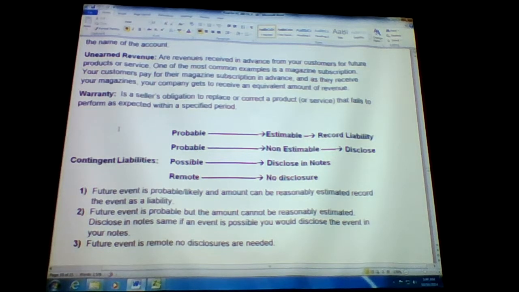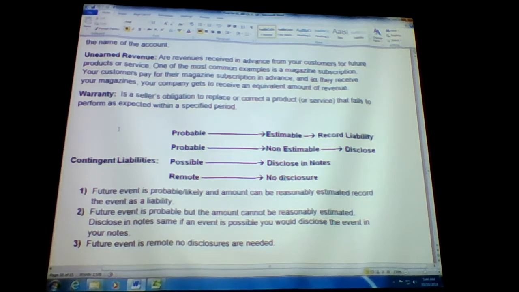Unearned revenue. Unearned revenues are revenues received in advance from your customers for future products or service. One of the most common examples is a magazine subscription. Your customers pay for their magazine subscription in advance, and as they receive your magazines, your company gets to receive an equivalent amount of revenue from that unearned revenue. So what you would be doing is debiting the unearned revenue and crediting your revenue account.